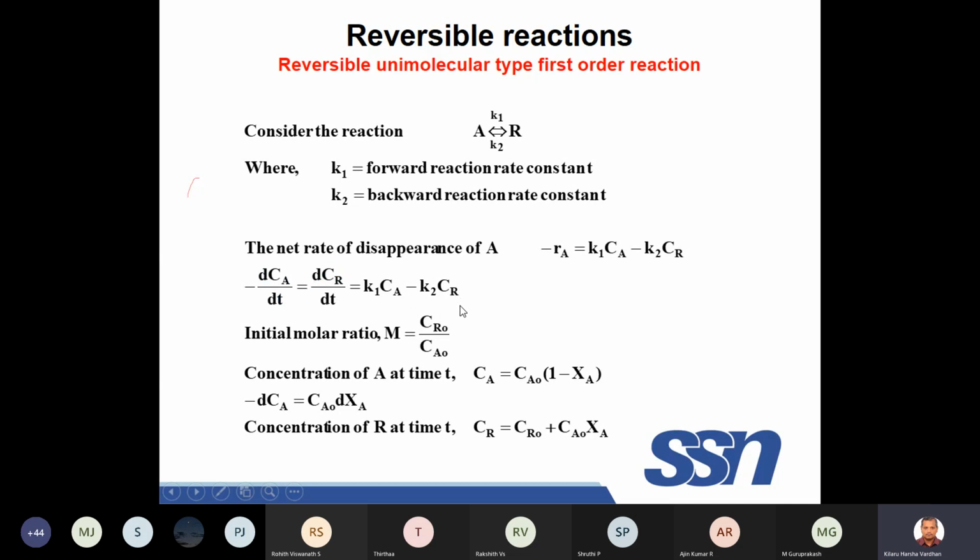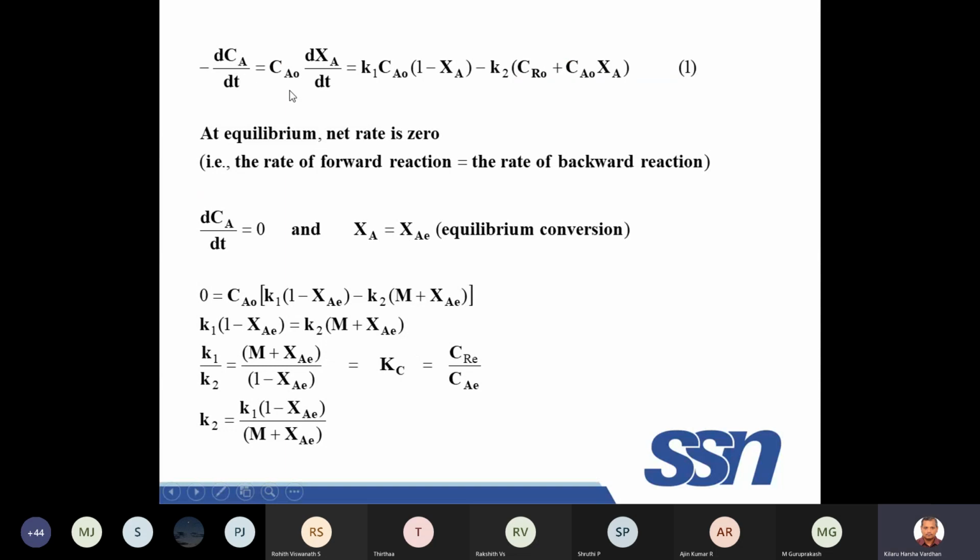You can write it with respect to disappearance of A or appearance of R. So K1 CA minus K2 CR. We take M as CR0 by CA0, that is the ratio of initial moles of R to A. At any instant, CA is CA0 into (1 minus XA), and CR is CR0 plus CA0 XA, because this is the product you get plus, and this is the reactant you get minus, right? If you differentiate, minus dCA is CA0 into dXA. So CA0 dXA is K1 CA0 (1 minus XA) minus K2 CR. You are writing it like this.